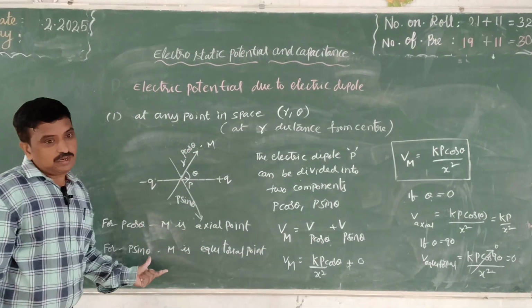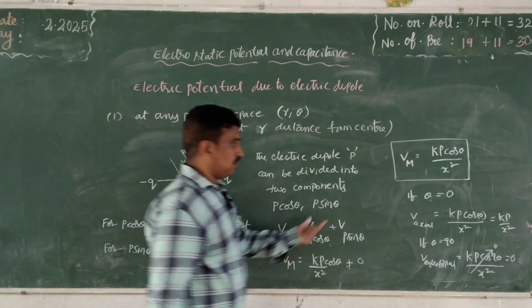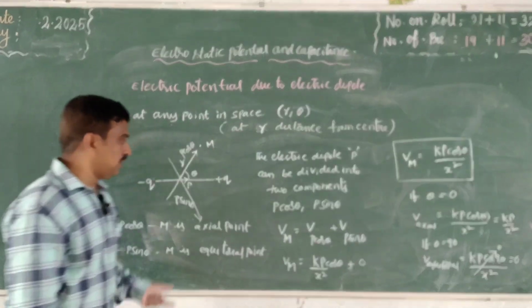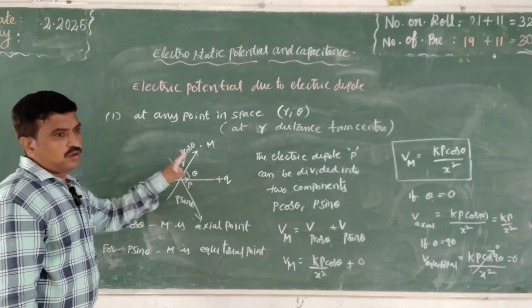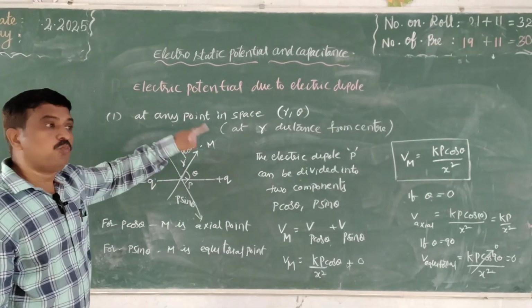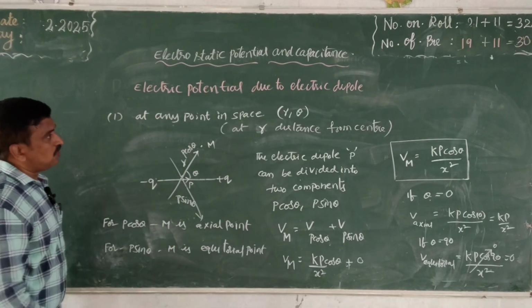So this is the general case, covering both the equatorial and axial lines. At any point, this point or this point, we can derive an equation for the electric potential due to an electric dipole at any point in space. Now, this is the concept: electric potential due to an electric dipole.